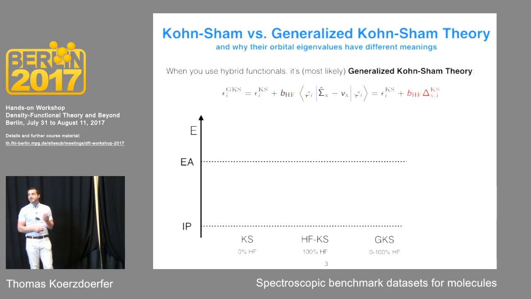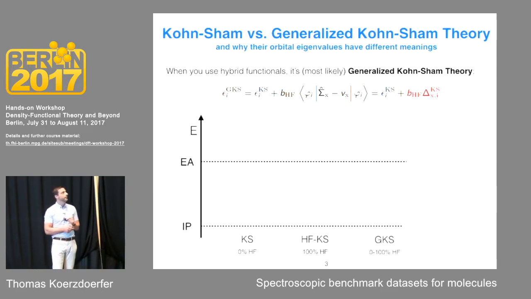Now, let's see what happens if you have a molecule with some ionization potential, some electron affinity, and you do 3 different types of calculations. You do a Kohn-Sham calculation, no Hartree-Fock exchange, using the exact functional. I give you that. Okay? You do a Hartree-Fock Kohn-Sham calculation. That is a Kohn-Sham calculation where the exchange is treated non-locally in a Hartree-Fock-like manner.